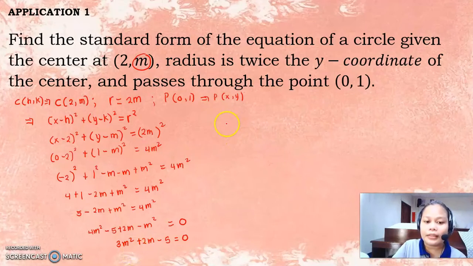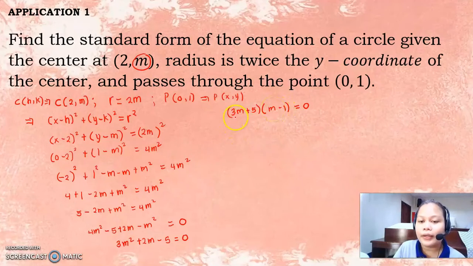So in factoring this out, we have here (3m plus 5) times (m minus 1) equal to 0. So if you are not convinced that the product of 3m plus 5 and m minus 1 is equal to this equation, 3m squared plus 2m minus 5, you can do double checking. So using the FOIL method, 3m times m, we have here 3m squared.